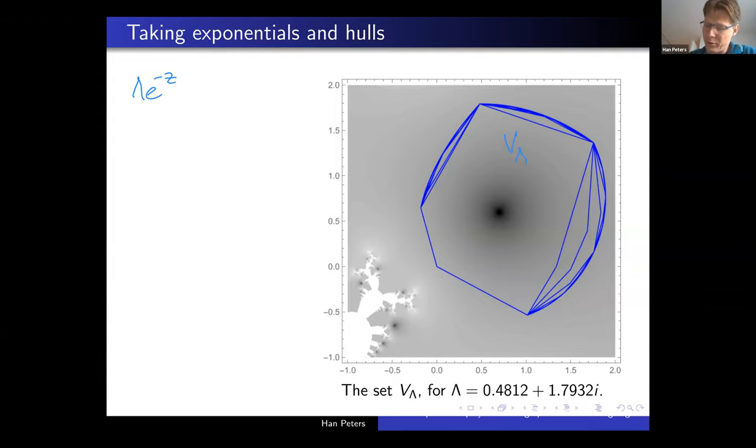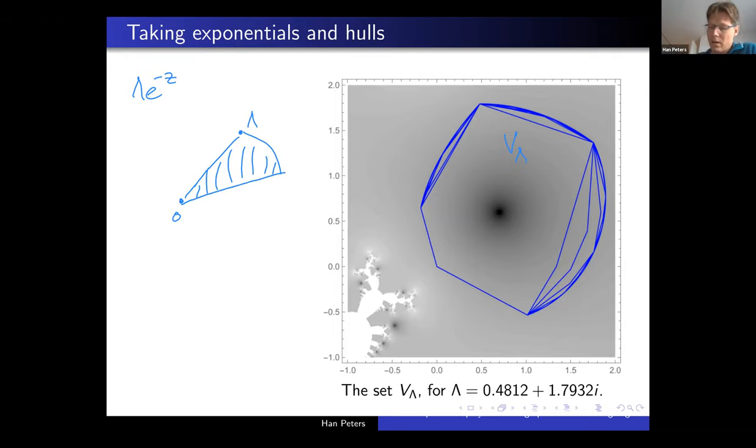And V lambda is defined as follows. I start with zero, and so here's zero, and then I get my point lambda, and then I take the convex hull. So I obtain this arc, or this interval, and then I map it forward again with my map. So maybe I obtain something like this, and then I take the convex hull again. So I obtain a set with interior like that, and then I map it forward again, et cetera, et cetera. And in blue, you can see different generations of these sets.